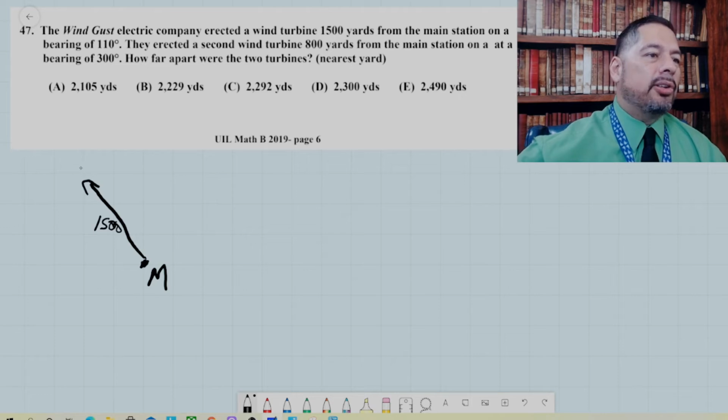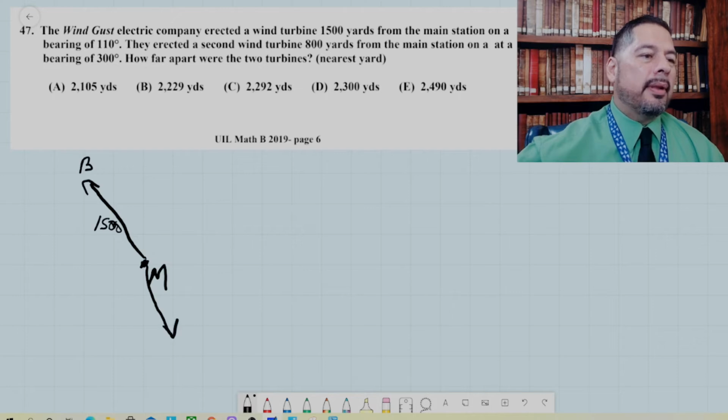They erected a second turbine, so I'm going to call this point B. They erected a second turbine 800 yards from the main station at a bearing of 300 degrees. So you got 270, 360, 300, maybe like this, roughly. And this was at 800 yards. Of course, this drawing is not to scale. Okay, and they want the distance, how far apart are the two turbines? I could probably say T sub 1 and T sub 2. And so you want the entire distance.